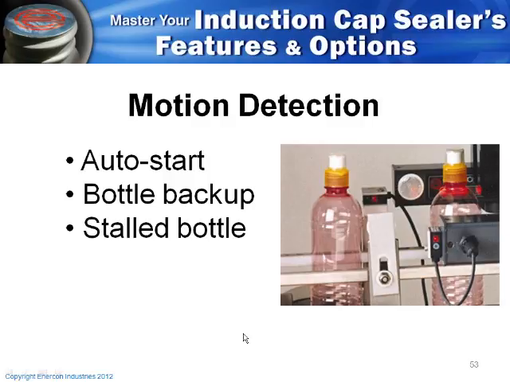Second feature is on the other end of the line. It's after the sealer. Downstream of the sealer, we put a bottle backup sensor. This is used to detect any backups down the line that we may want to stop the sealer for.